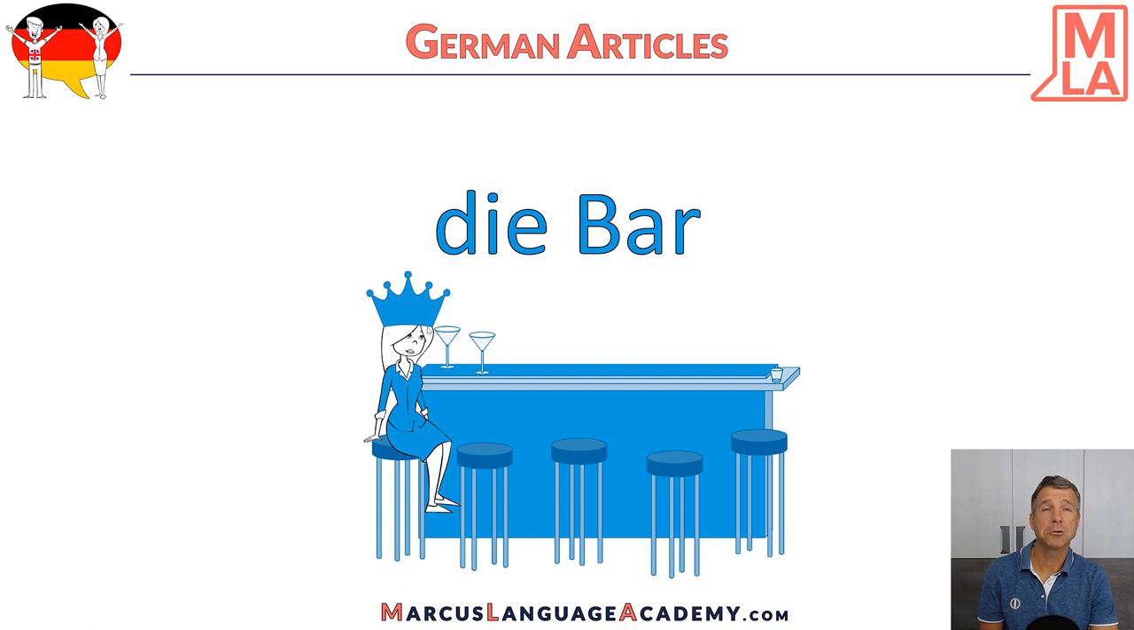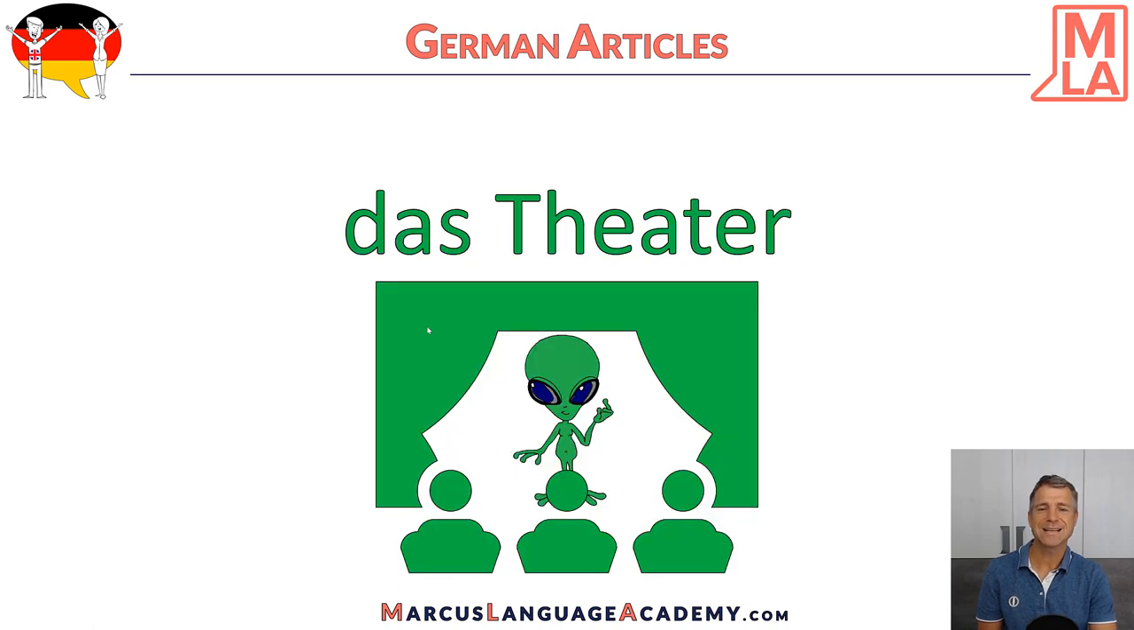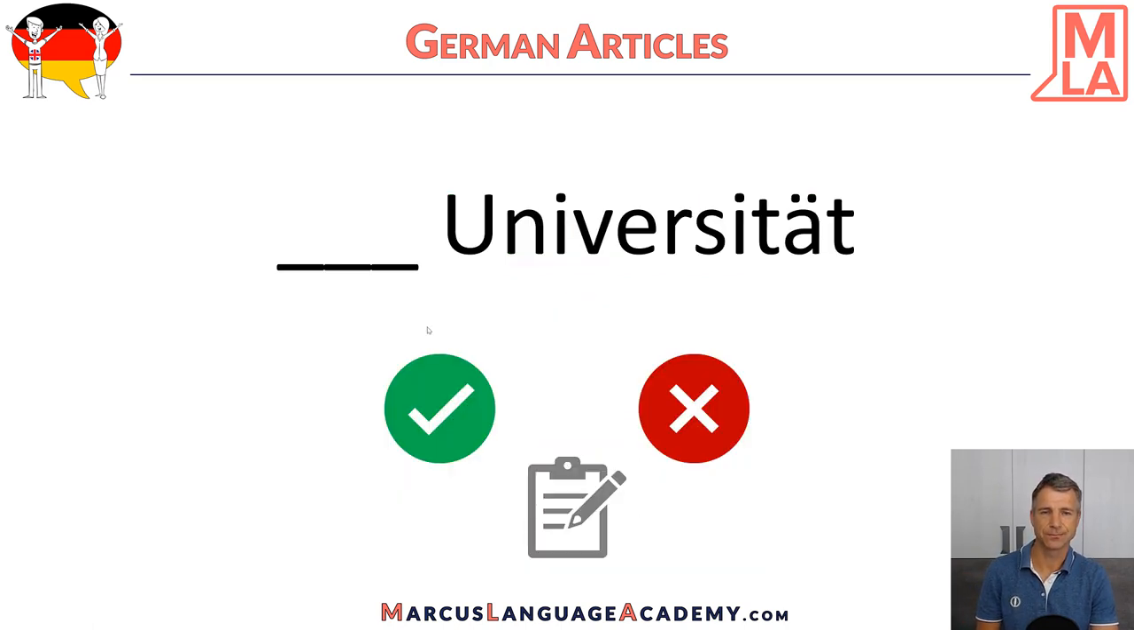Die Bar. Oh, the princess is really alone in the bar and drinks cocktails. Das Theater. The alien presents something in the theater. So, that was around 3 minutes as well. Let's see how many articles you guess right. Remember, take notes to see your result in the end.